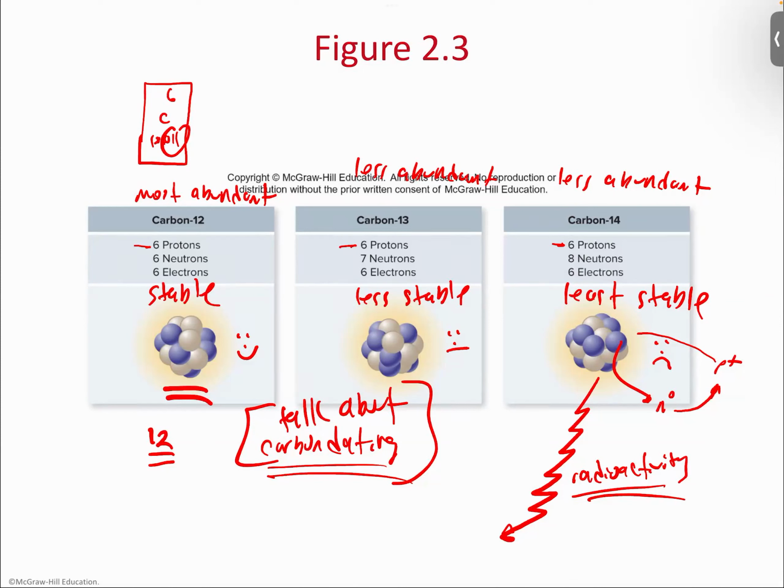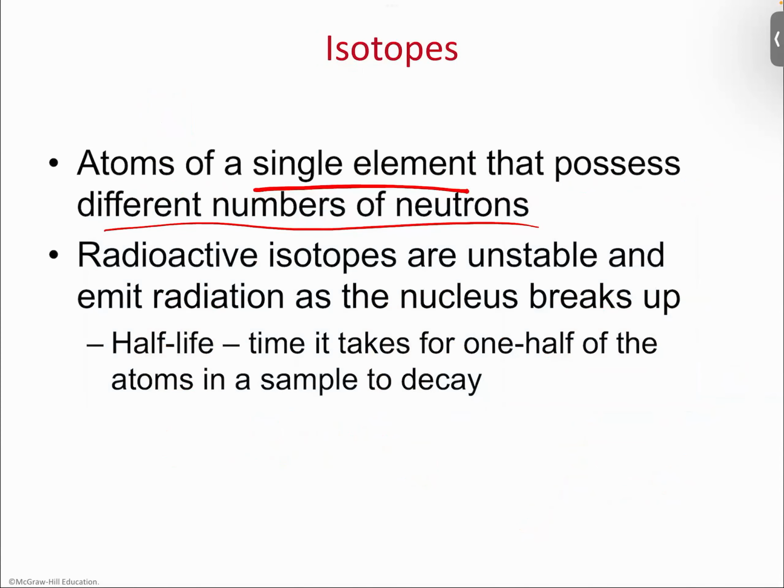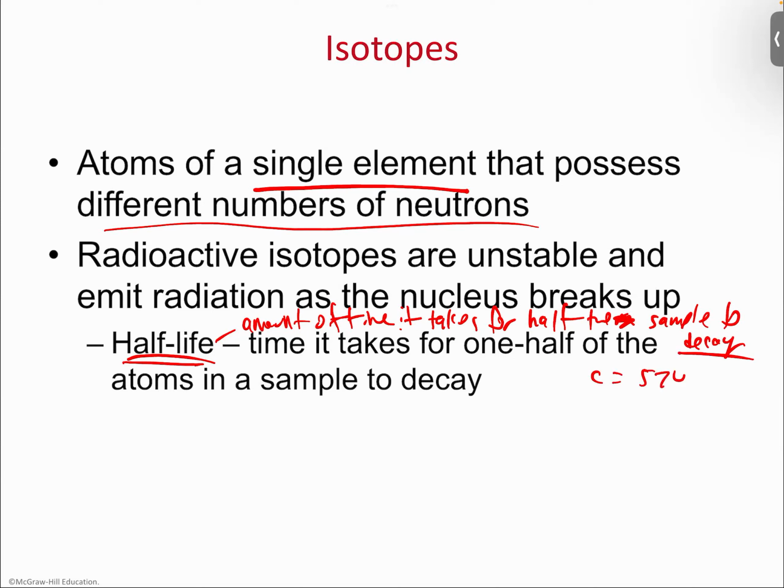That's how carbon dating works. Now, how does this tie into half-life? Well, the idea of half-life is simply the amount of time it takes for half the sample to decay. So for instance, for carbon, your half-life is about 5,700 years or so.